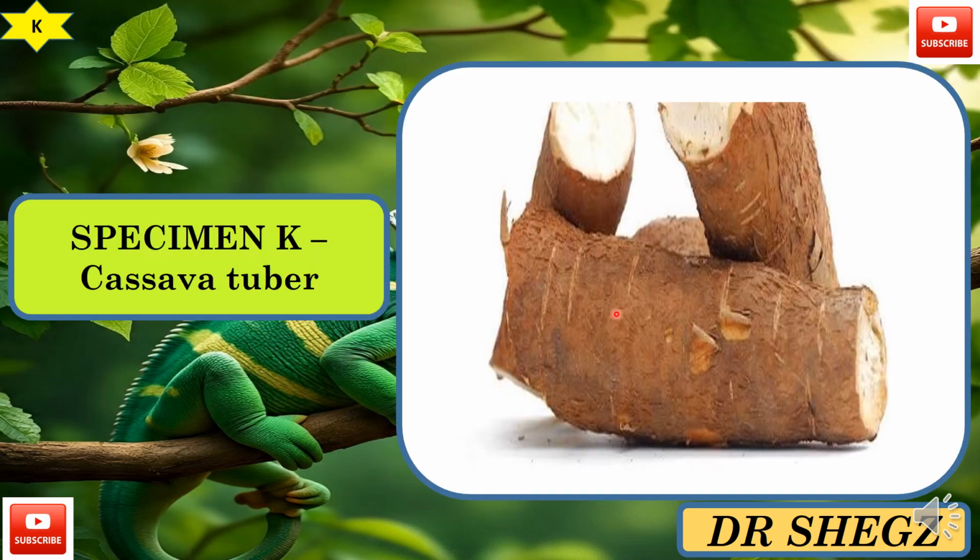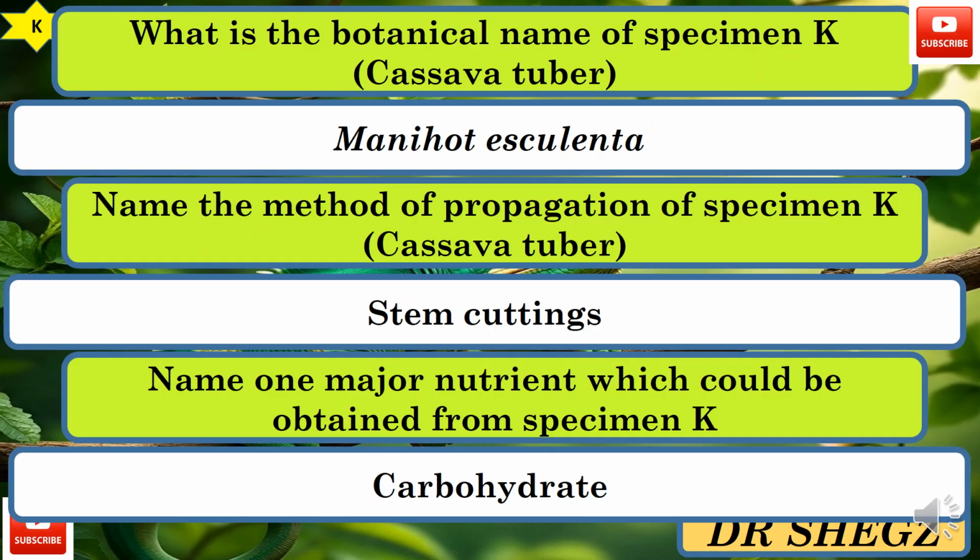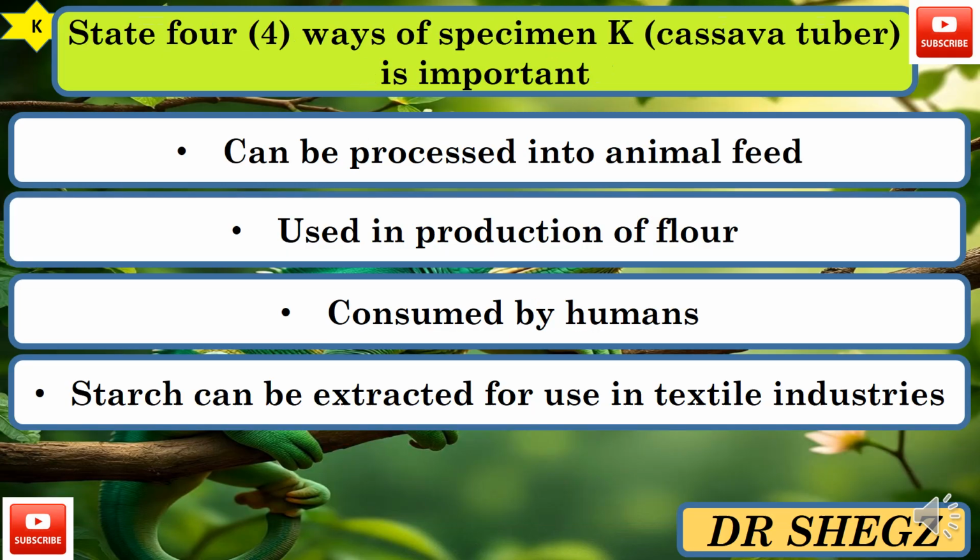Cassava tuber. That's specimen K. What's the botanical name of specimen K? Manihot esculenta. Name the method of propagation of specimen K. You have stem cuttings, and of course, one major nutrient which could be obtained from specimen K: carbohydrate. Tubers are rich in carbohydrates.